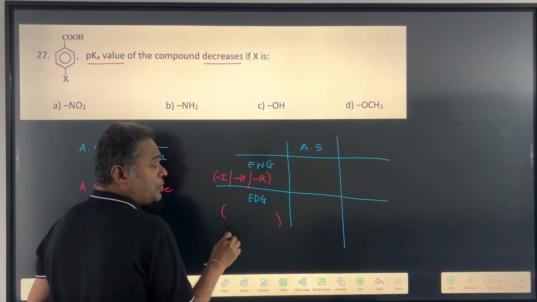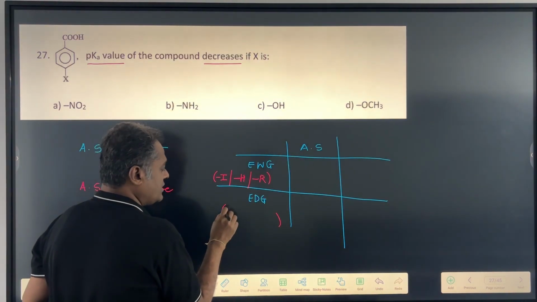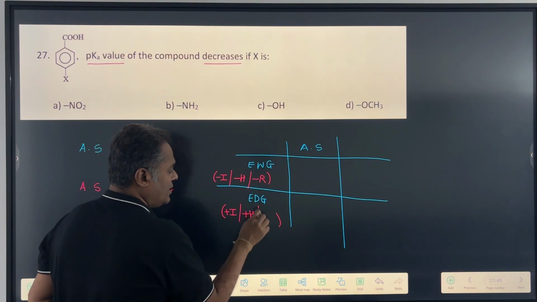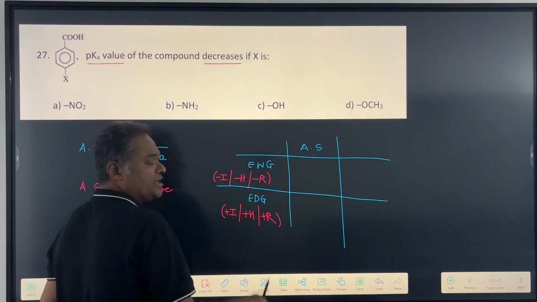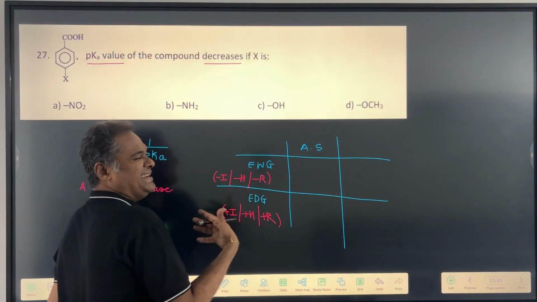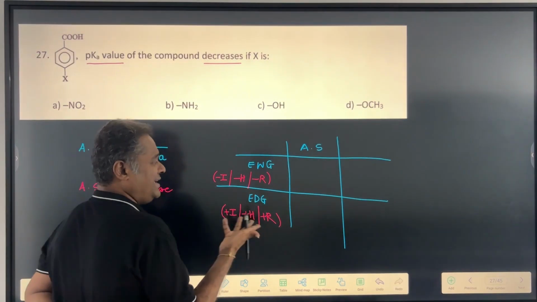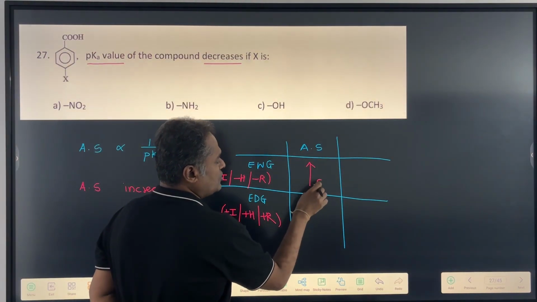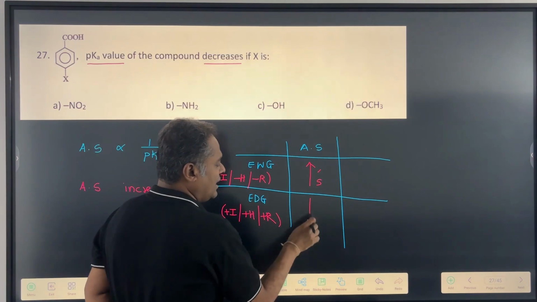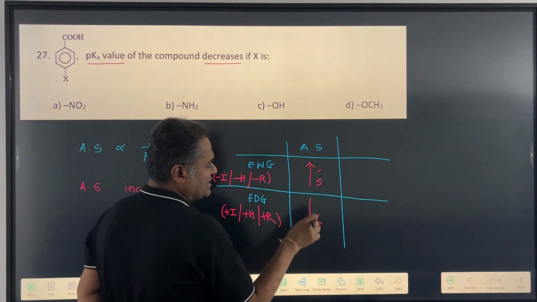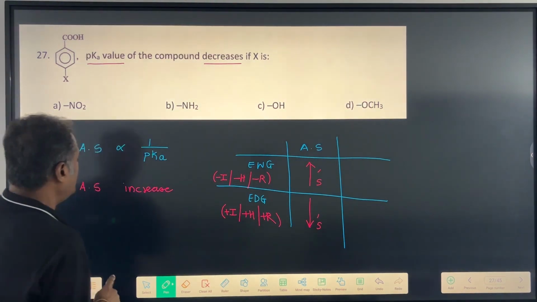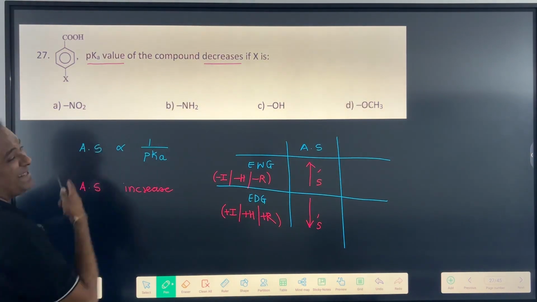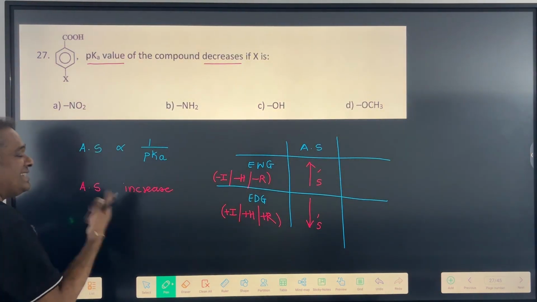All the groups which show a positive effect, like plus I, plus H and plus R, are called donating groups. Now which group has a tendency to increase the acidic strength? Obviously, the answer is that an electron withdrawing group increases the acidic strength and a donating group decreases the acidic strength. So they are asking which group, when attached to benzene, will increase the acidic strength.